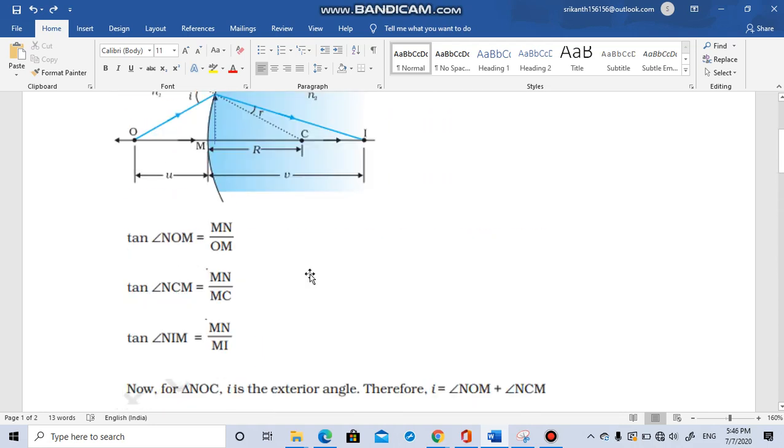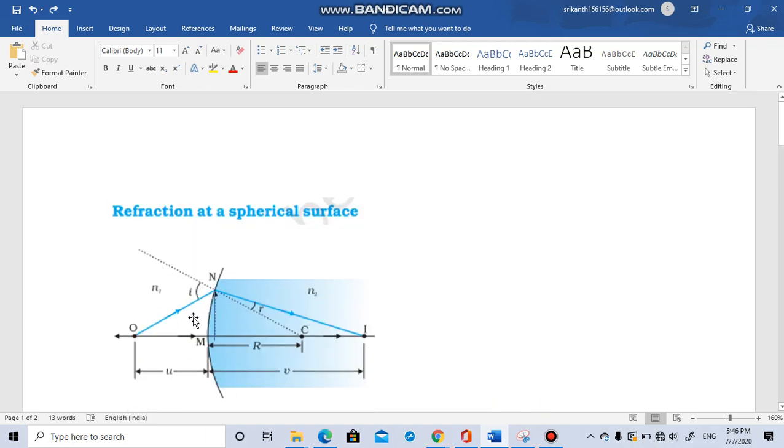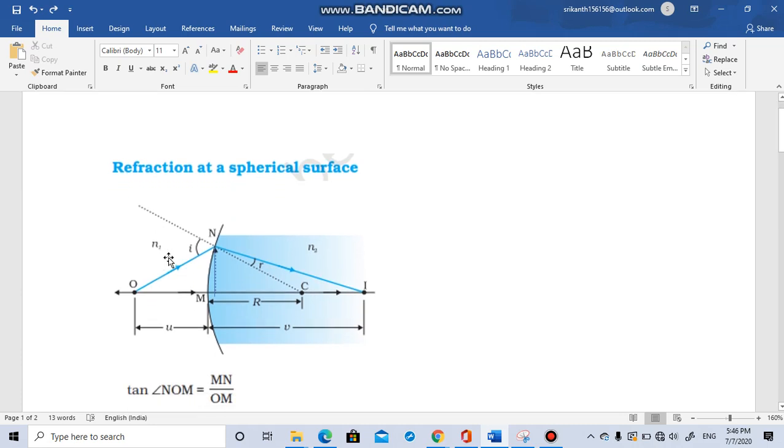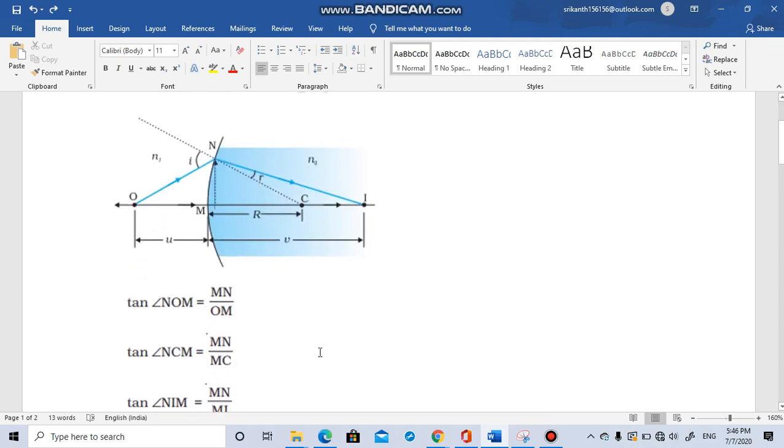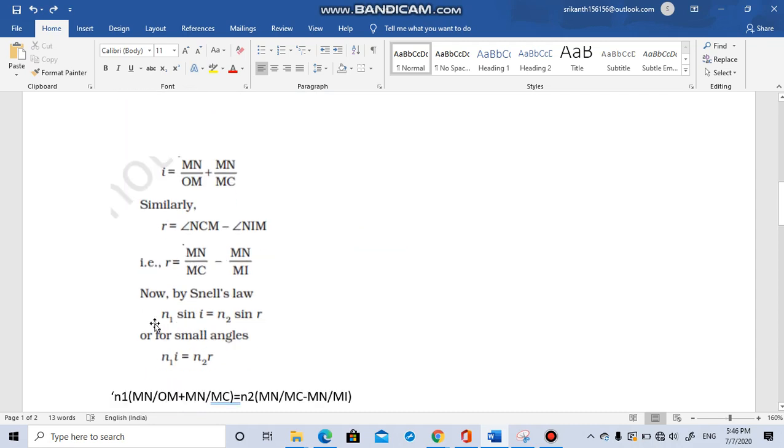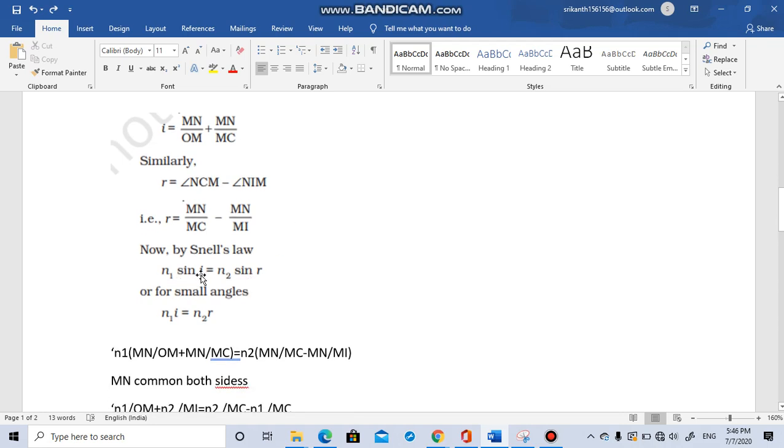Then we need to apply Snell's law. Whenever refraction is happening, always remember Snell's law. The way to write Snell's law is take n1 multiply with the corresponding angle. Here it is angle I. So n1 into sine I equal to n2 into sine R. N1 into sine I is the medium one. The right hand side is the medium 2. Because angles are very small, I can say that sine I is equal to I. So n1 I is equal to n2 R.